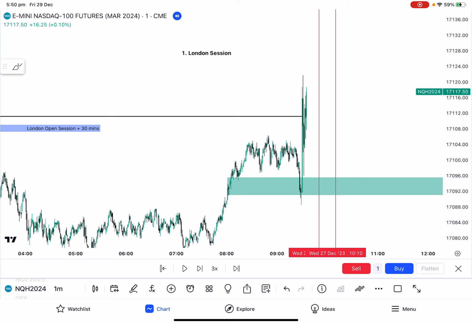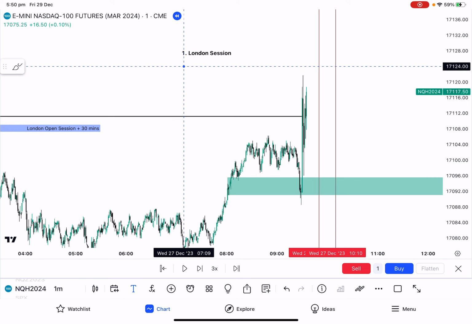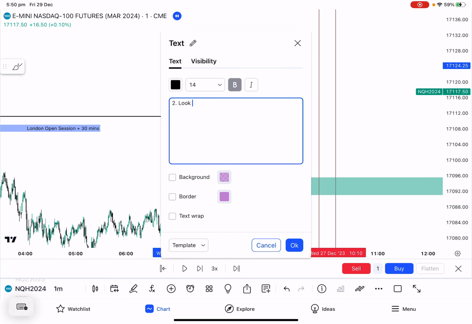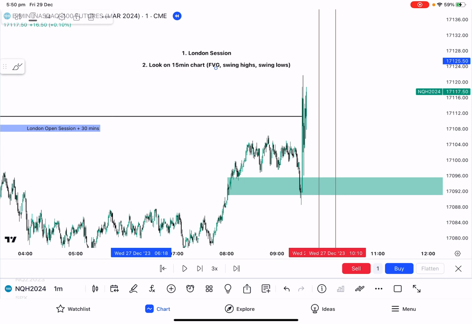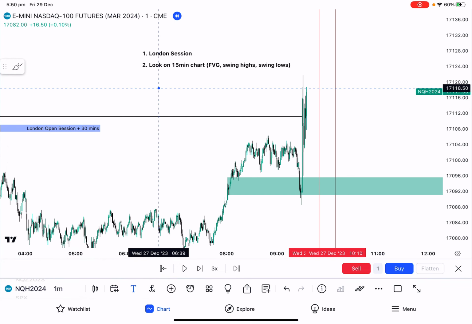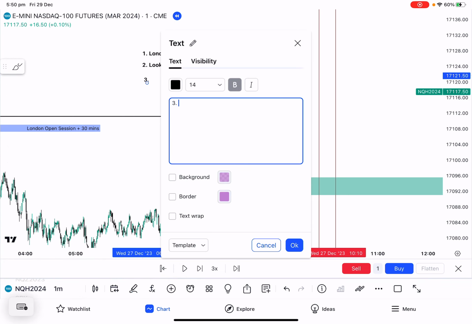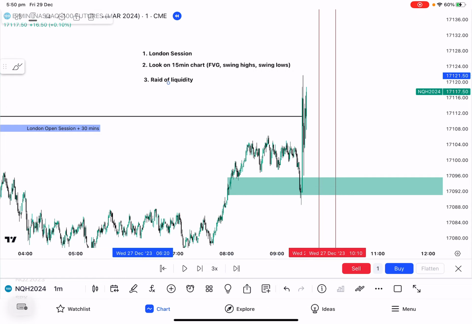So I check out what happens in London session. I look on the 15 minute chart just to see if there's any fair value gaps, swing highs or swing lows that price may want to react off. So that's the second thing I do. So just 2 things so far. Then I'm looking for a raid of liquidity. And we've got the raid of liquidity.